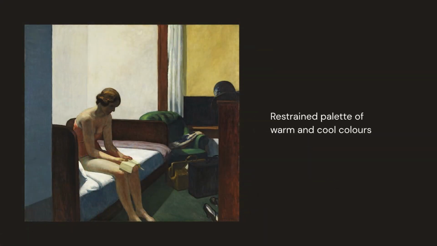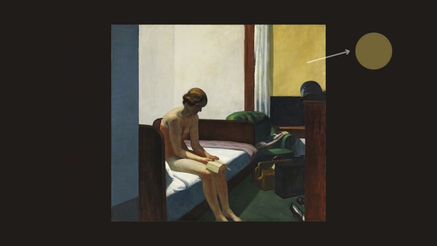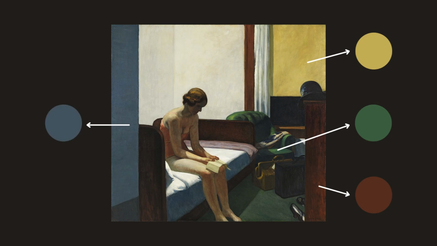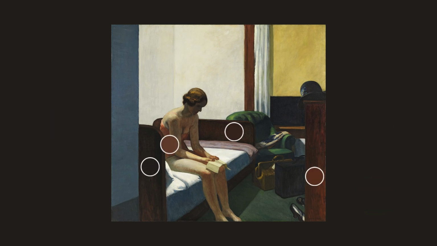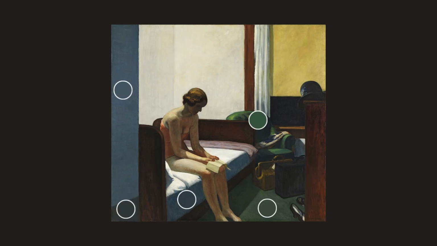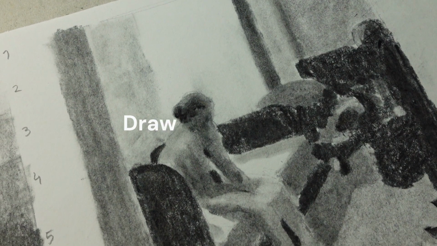To finish our analysis, let's talk a little bit about color. Hopper uses a restrained palette of warm and cool colors to organize the painting and reinforce the effect of the light. The warm yellows and reds contrast with cooler greens and blues, creating depth and visual balance. Colors are also repeated throughout the composition, helping to unify the different elements of the scene.